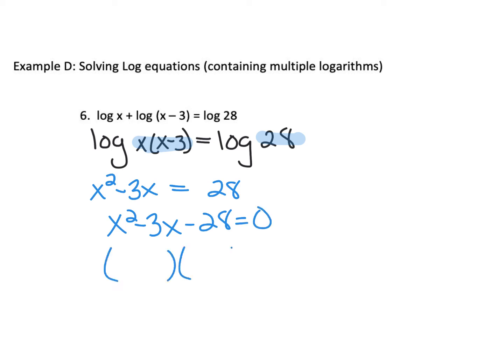I'm going to factor this if possible. If not, I guess I'm going to the quadratic formula. Don't worry, I think most of them are factorable. X minus 7 and x plus 4. Yep, that works. And then, so x is 7 or negative 4. And I'm going to take a second and plug this in and make sure it satisfies.